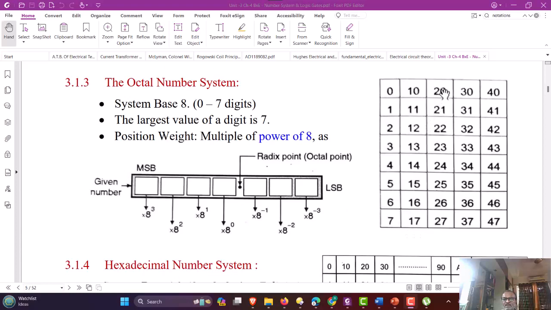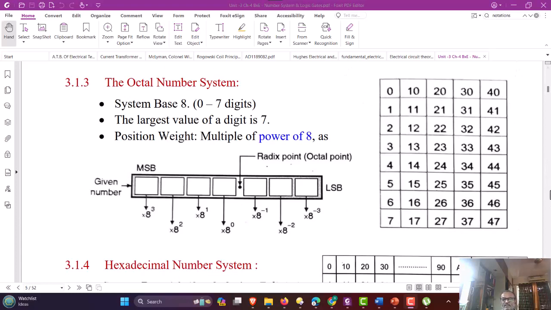After 17, the most significant digit will be increased by 1, and the least significant digit, the lowest digit, will be reset to 0. So therefore, the next column, you will get the numbers 20 to 27. The third column, after 7 in the least significant position, is made 0, and the most significant position of the column will be incremented by 1, that is 3. So 30 to 37. From 37, it will be 40 to 47, and so on.